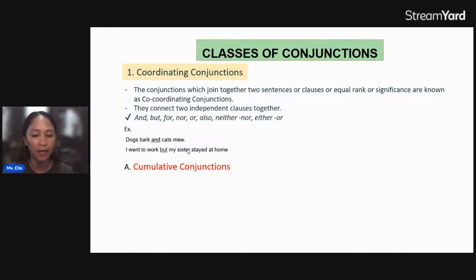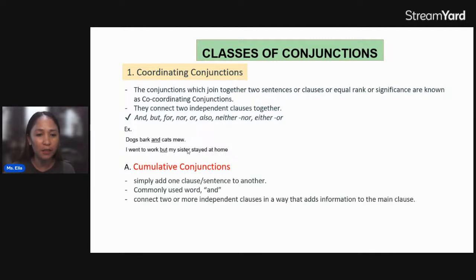There are four subtypes. We have here the first, cumulative conjunction. Cumulative conjunction means you simply add one clause or sentence to another, right? And commonly they use the word and. That means you connect two or more independent clauses in a way that adds information to the main clause. Again, when we say cumulative, that means progressive, or shall we say increasing. That means the information doesn't just stay there. It adds up, adds information. And we use these cumulative conjunctions.